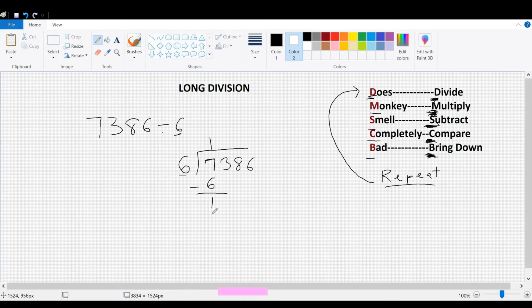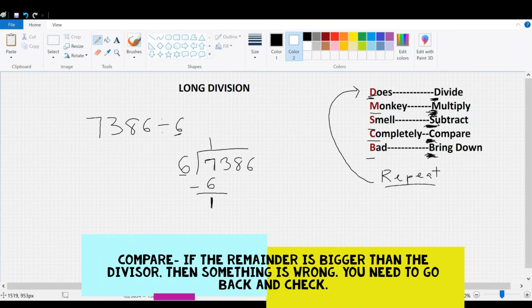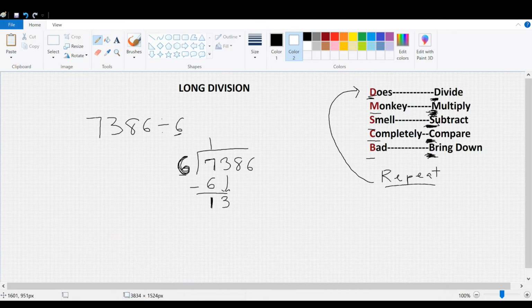Now we compare. Is 1 less than 6? Yes, it is. Now we can move on to the next step, which is bring down the next digit. And our next available digit is 3. Now that we are done with bringing down, we repeat the step, divide. So first we divide and ask ourselves, how many groups of 6 can we make out of 13? Or you can ask, 6 times what will give you 13 or less than 13?